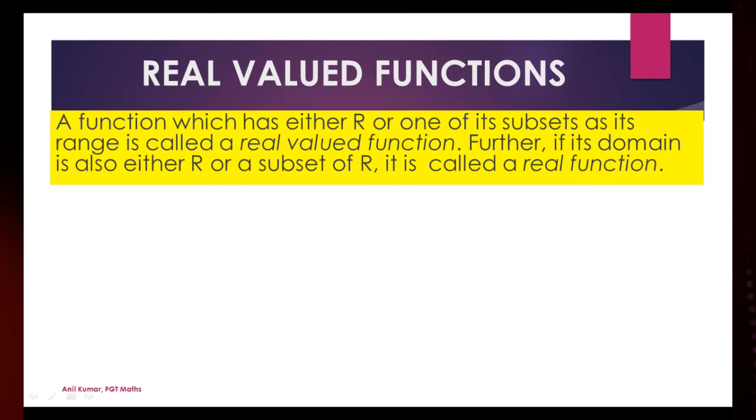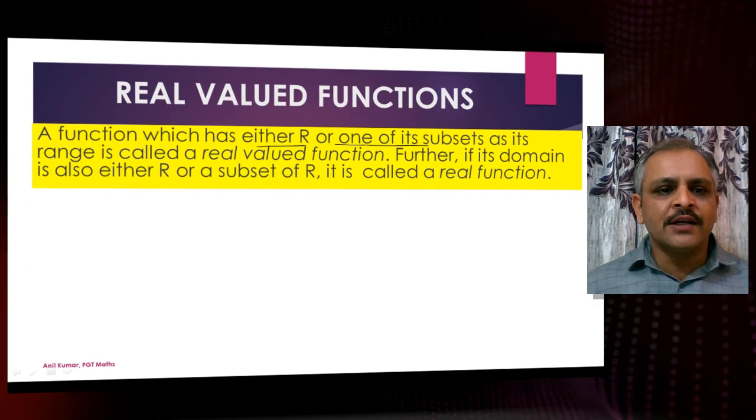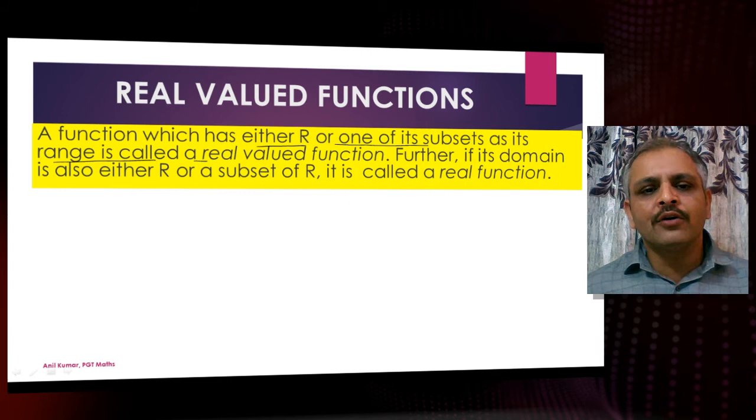A function which has either R or one of its subsets as its range is called a real valued function. Further, if its domain is also real numbers or a subset of real numbers, then it is called a real function. So let's interpret this. What does it mean? A function which has either real numbers or one of its subsets as its range. It's not talking about the domain.